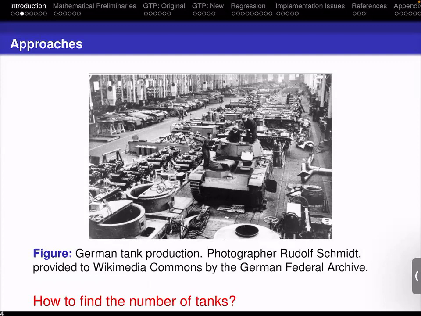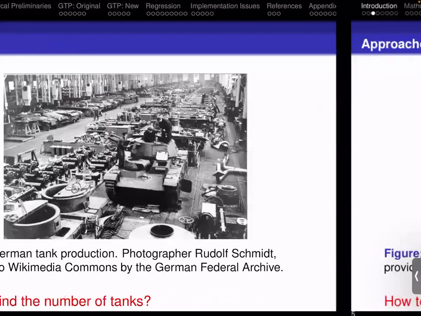Or you could try to look at, what do we need to make tanks? What kind of raw materials do we need? Or are the motors for tanks being built in another place? And try to find out how many motors are being produced. So there are two main avenues. One is through spies, and one is through math.